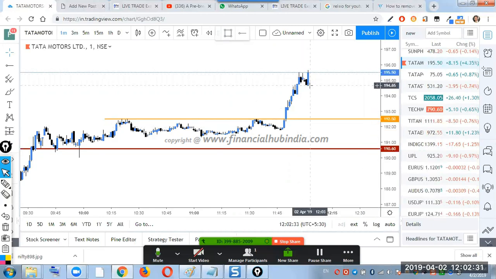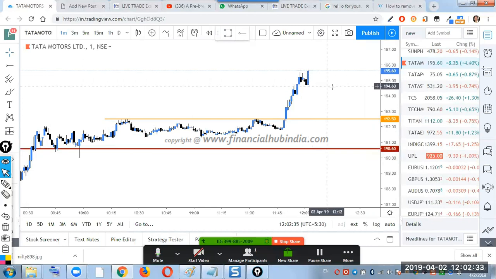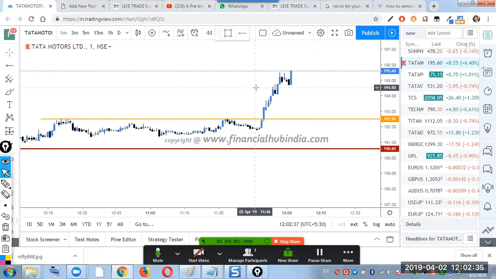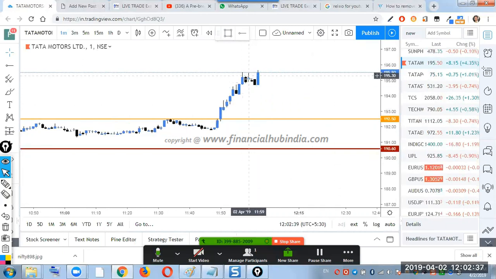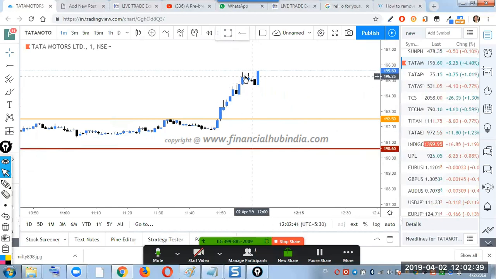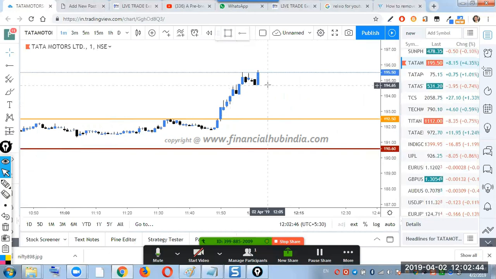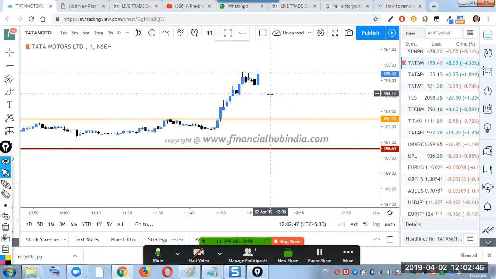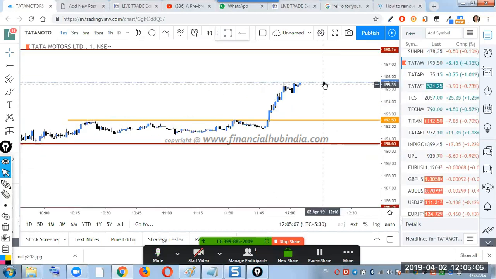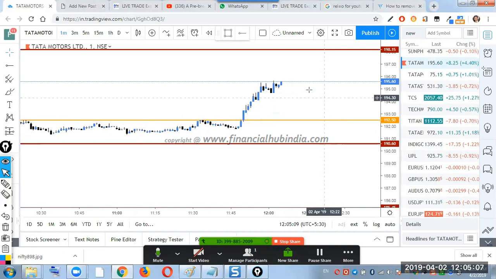Got a bounce here, so we can trail our stop loss right below this. Because so far we were not getting a bounce, but right now you can see the sellers, I mean, it's not a selling attack as well. There was just a bit of profit booking kind of consolidation, but now it makes sense in terms of the order flows to trail the stop loss below this. So I'll keep it around 194 now. So let's see what happens next.